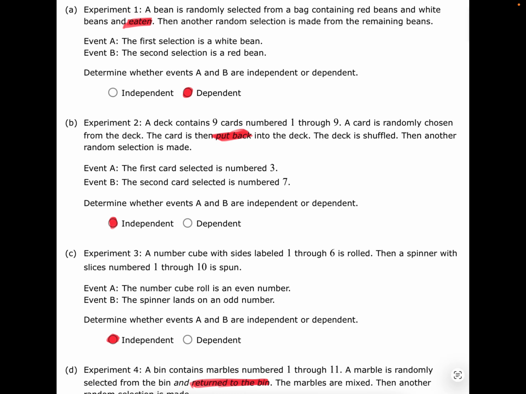Okay. Deck of cards right here, same idea. You draw a card, put it back in. You draw a card, put it back in. Draw a card, put it back in. So that's the key thing there, that we do shuffle it back into the deck. Okay. So our total is not going to change.